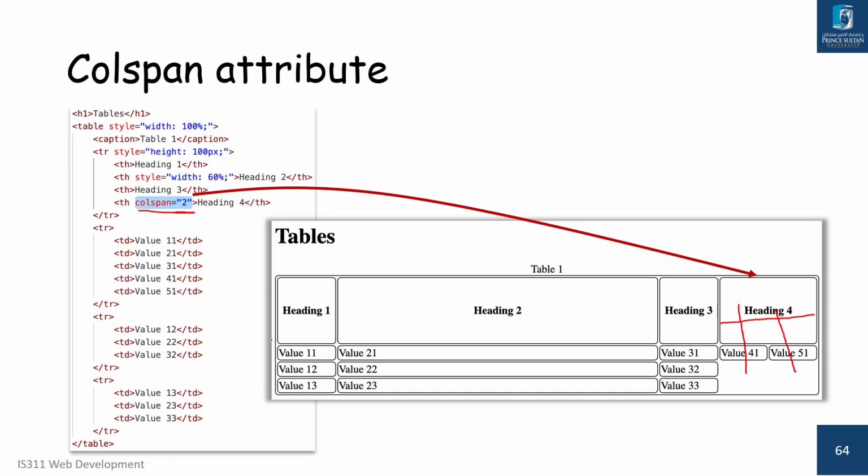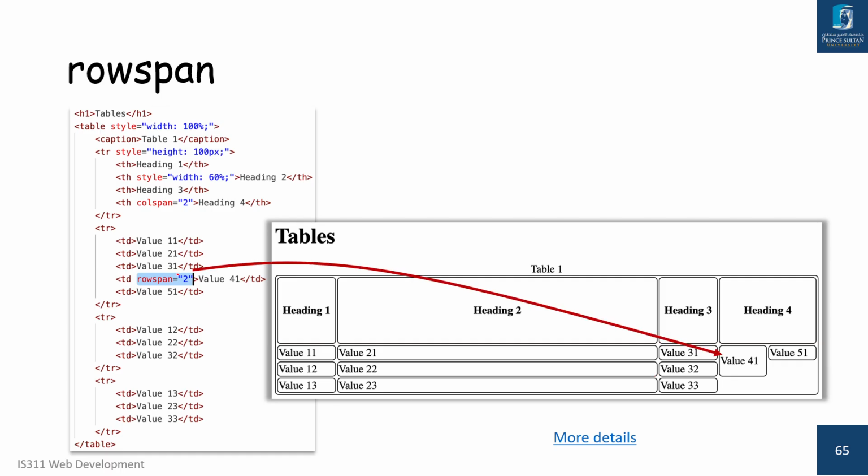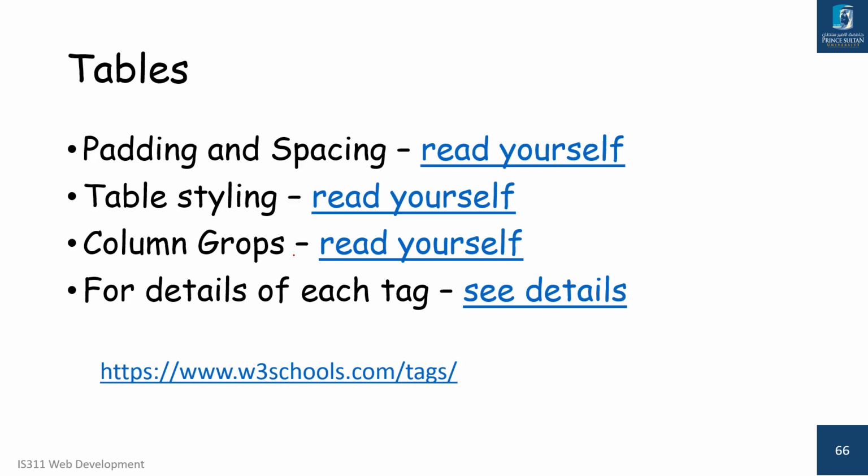And if I try to do this, now we are saying that inside the second row, this column, we have two rows, and this is covering both rows. So we say row span is equal to 2. We can also say row span 3, then it will look more like this, covering the whole three rows under it. Okay, so we have a row span and a column span, and there is some more information: padding and spacing, table styling, column groups, that you can see details about.